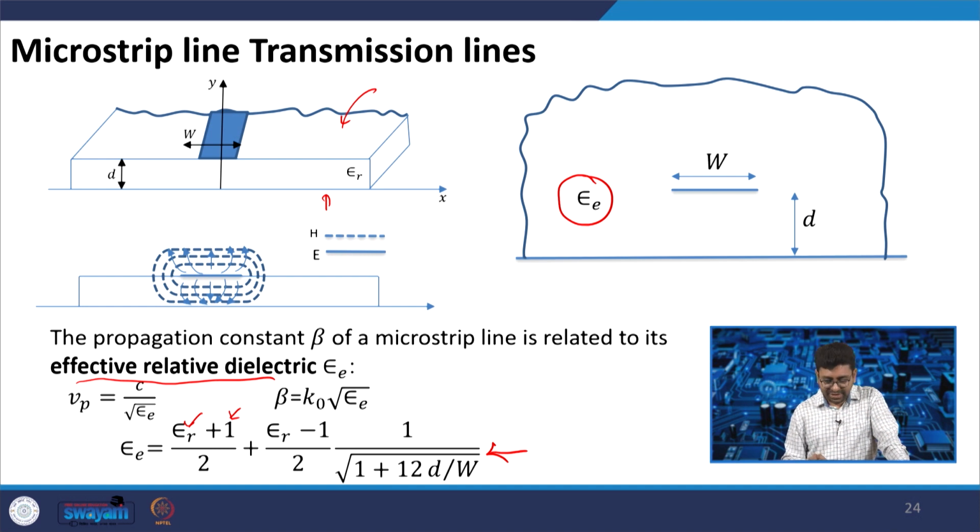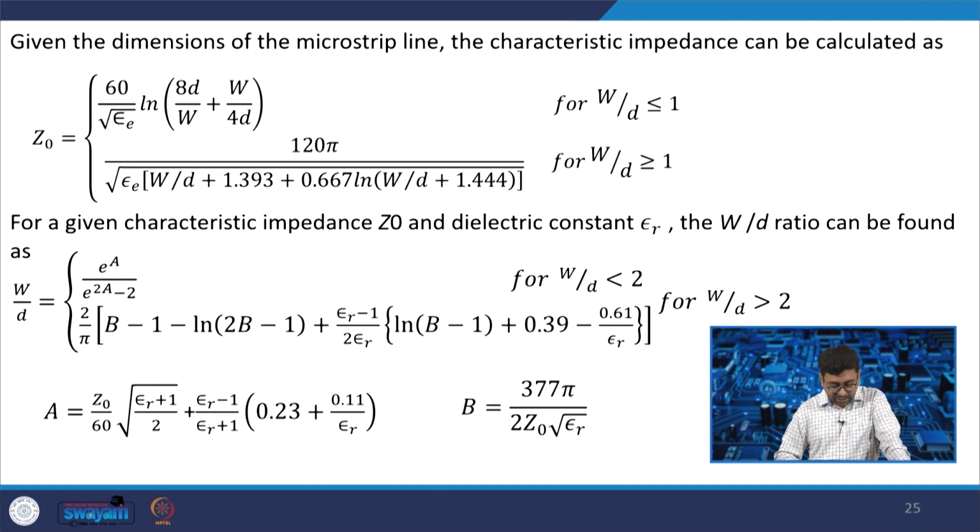Only this is the difference. You can use the same formula for Z naught and to find W by d, and this equation is taken from the reference.